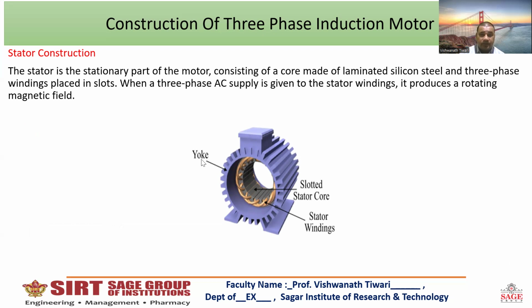In this figure, you have to see this is the stator. It is the outer part of the motor called stator. That is called the yoke, and this pointing arrow is called the stator's slot, and this is the stator windings. This is the terminal box. This provides mechanical support for the motor.